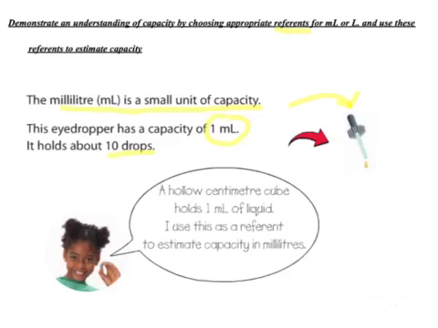As well, we talked about the centimeter cube, those little cubes that we have for place value. If you were to empty it and fill it with liquid, it would hold approximately 1 milliliter. So it's a very good referent to estimate the capacity of a milliliter.